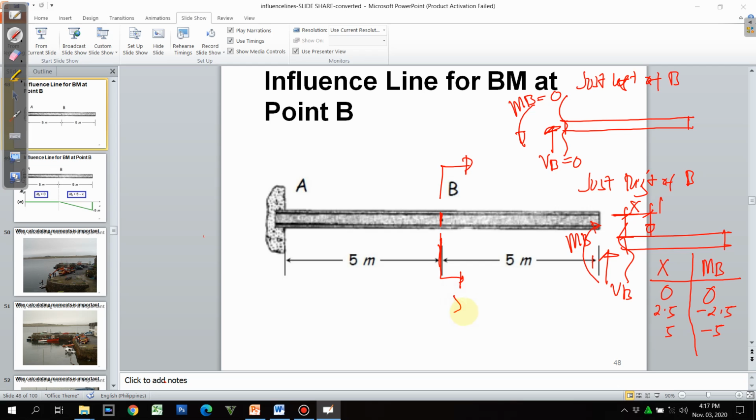Looking at the cut section, we'll just have to take moments at B. Considering the sign convention, we have MB is positive, and this would tend to bend your beam element downwards or concave downwards. So this minus 1 times x is equal to 0.